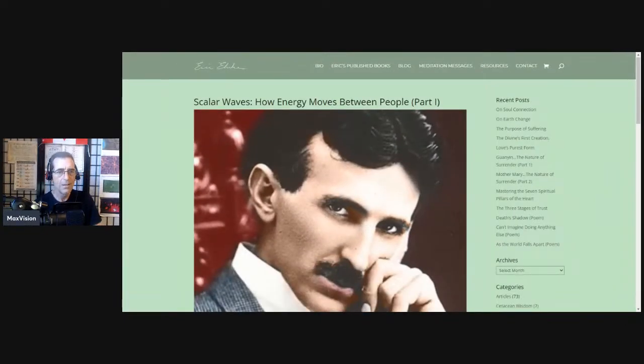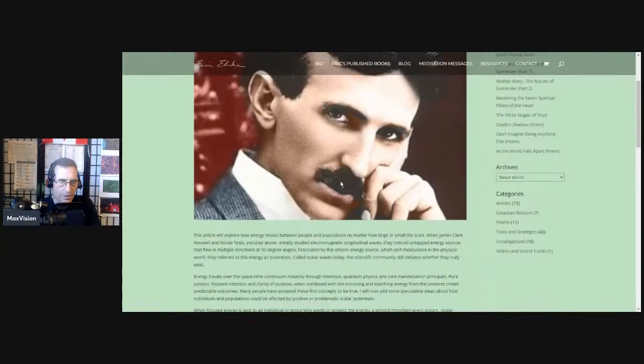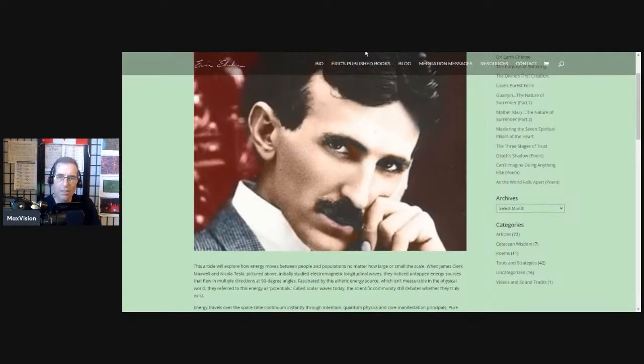All right. I was interested in this article, Scalar Waves: How Energy Moves Between People. That was kind of an interesting one to me. Based on, I guess, something, yeah, they put Tesla's face on it. I don't know if it's Tesla tech or not. We'll have to find out. Give it a chance, see what we can learn from this.